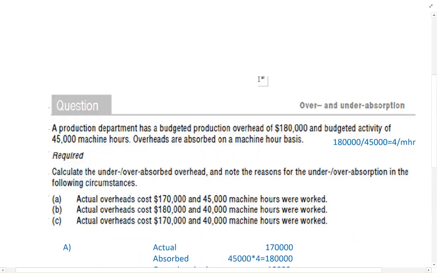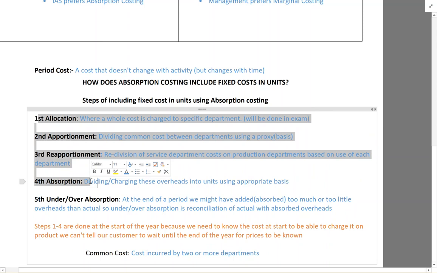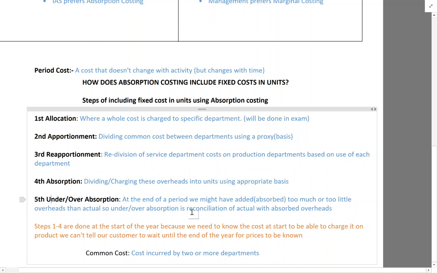Now, in this specific situation, we have overheads as well not the same as budgeted, activity as well not the same as budgeted. So remember, these were all the steps. First is allocation, then we divide costs in departments, we take the service departments, we add it on production department, then we include them in units, and then at the end of the year, remember from step 1 to step 4, they are done in advance, start of the year. But the fifth step is done at the end of the year, because when year ends and the actual figure is known, then we will know whether we have included too much overheads or too little overheads.